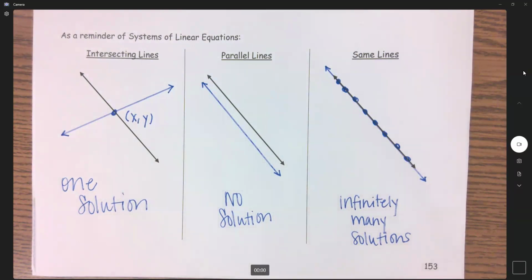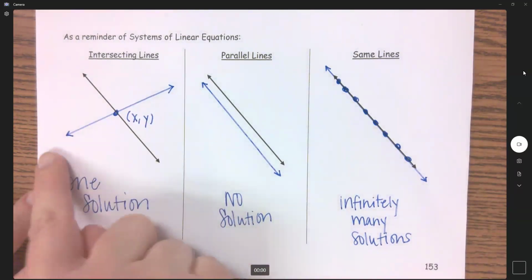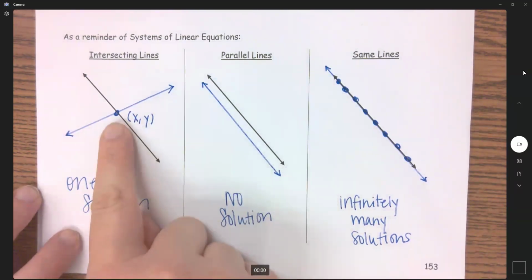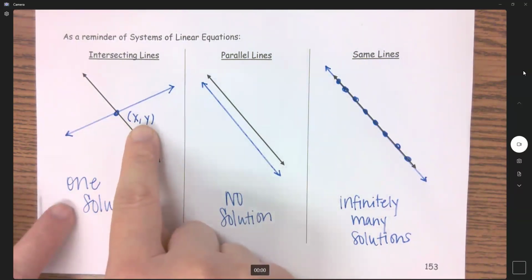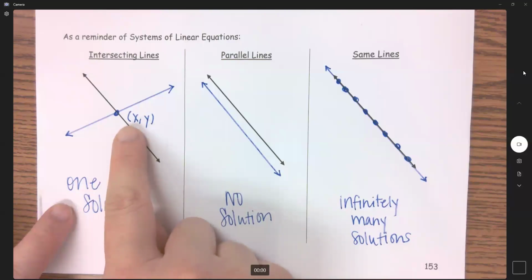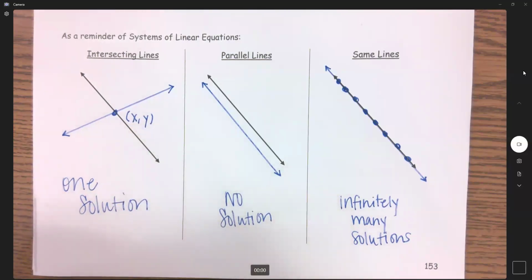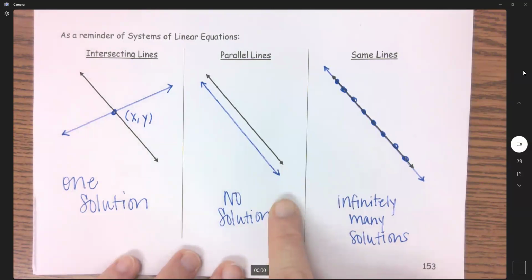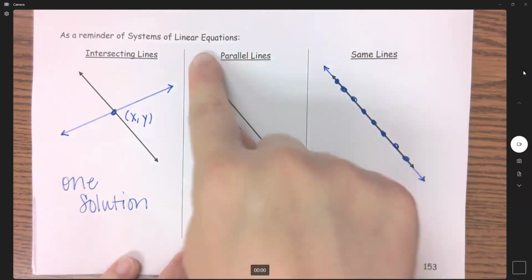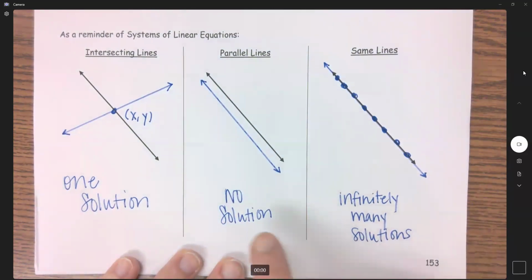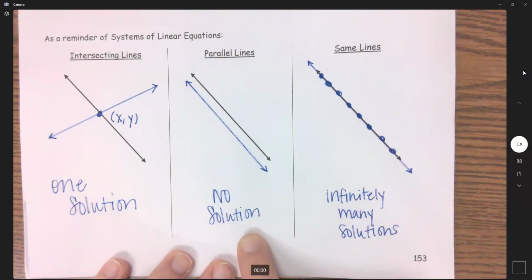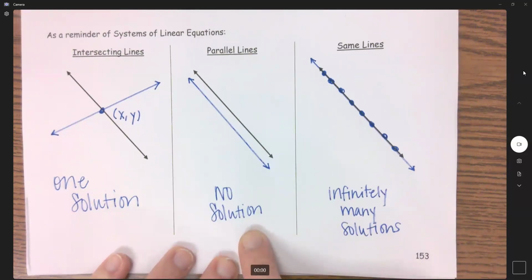When I have 2 lines that I am graphing, you can either have intersecting lines, which means where they intersect is my one solution. So that solution is in the ordered pair of x, comma, y. If you have parallel lines, meaning these 2 lines have the same slope, then you will have no solutions because they're never going to touch, they're never going to intersect.